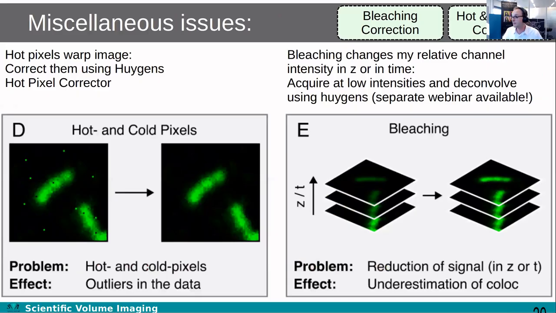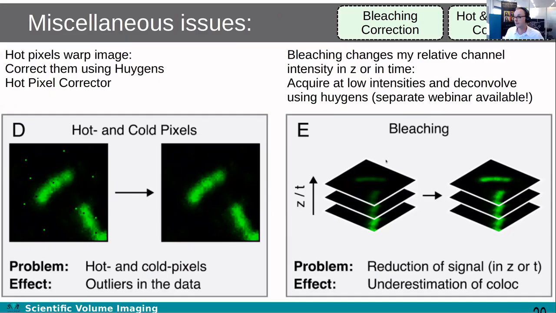Okay, then we have some miscellaneous issues such as hot pixels. If you have a camera, they age. You can get hot pixels in your data, and that's just a nuisance. It degrades your image quality overall. So we have a correction tool for that, very user-friendly.